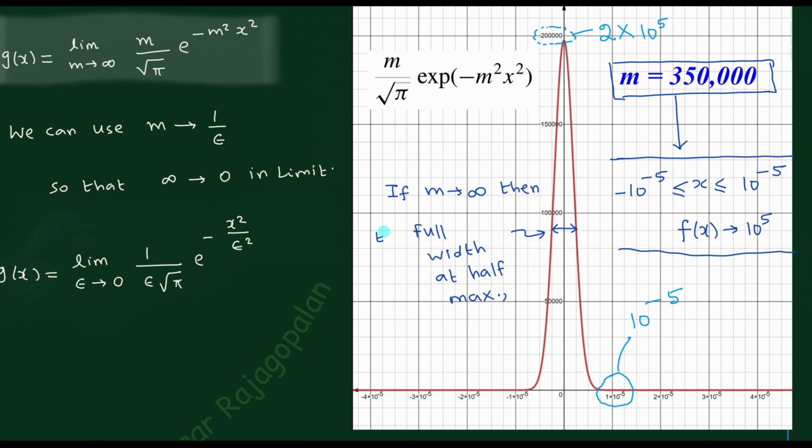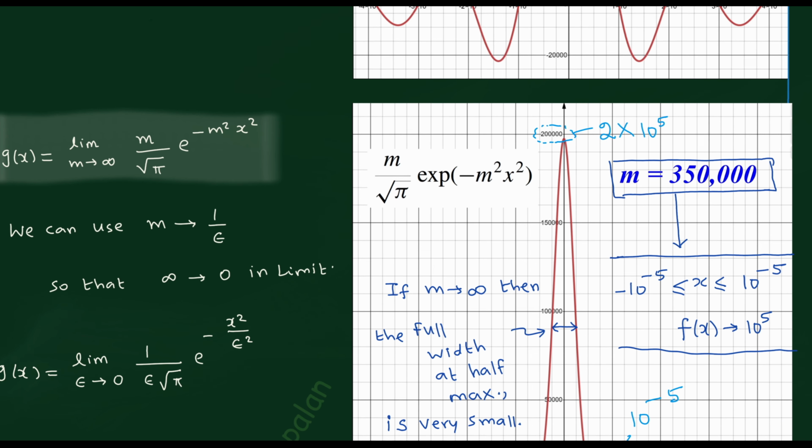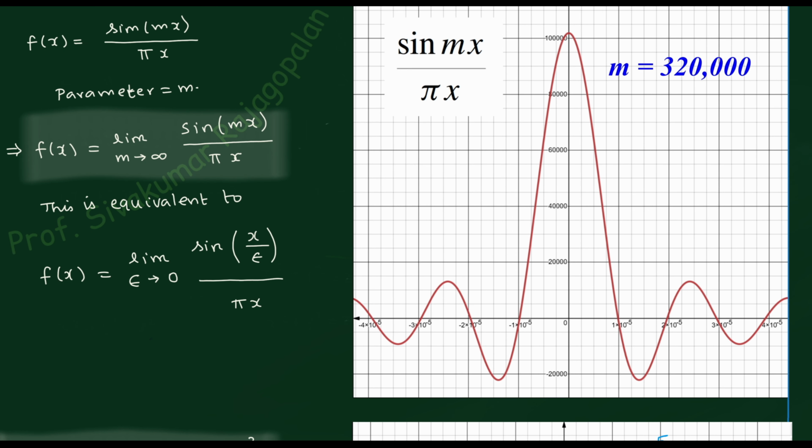So if m is approaching infinity, then the full width at half maximum is very small. It is becoming smaller and smaller. That is what you should have observed when you increase m. I increased the value of m from 1 lakh, 2 lakh, 3 lakh, 3.5 lakhs, and every time I increased it, this is what I observed. That's what I'm writing, and you can check the same thing for the previous one also.